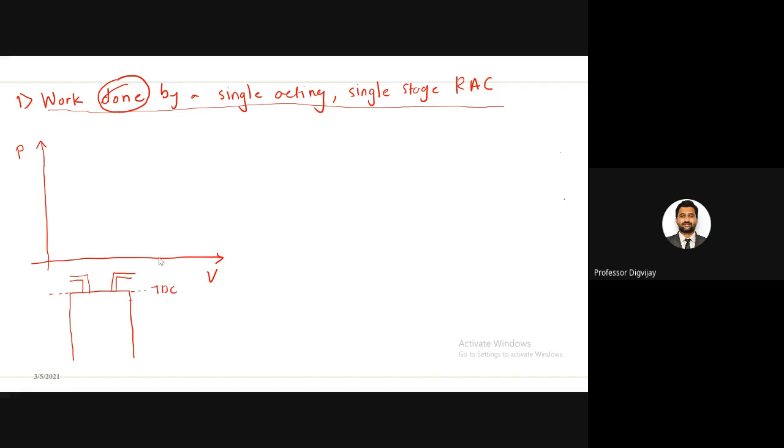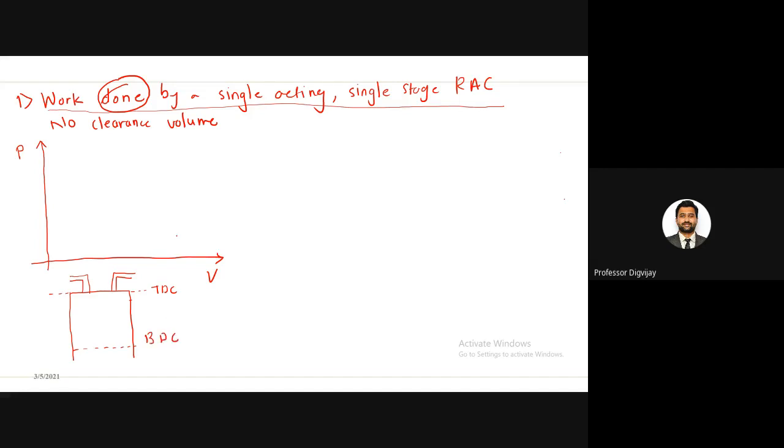So in this case, it is assumed that there is no clearance volume. Later we'll see what the effect of clearance volume is. But in this case, there is no clearance volume, so TDC is directly the top of the cylinder. Then we have one BDC, bottom dead center.